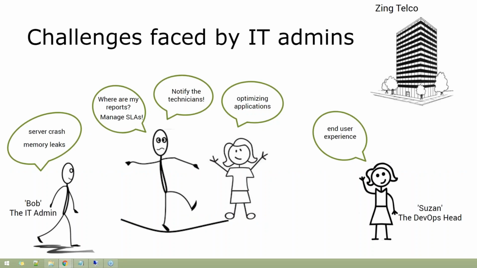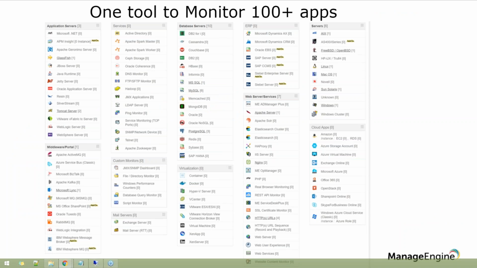In our previous session, we discussed the common challenges faced by IT administrators, which is to identify the root cause for server crash, slow applications, memory leak, optimizing application, notifying technician, reports, and so on, which are very necessary for an ideal infrastructure. Keeping this in mind, we started this training series in order to help Bob and Susan to face these challenges through Applications Manager. Applications Manager is an on-premise, agentless application performance monitoring tool to monitor your 100+ apps.